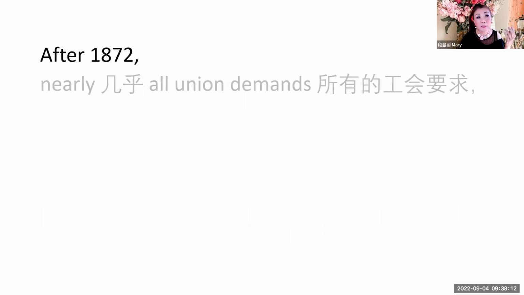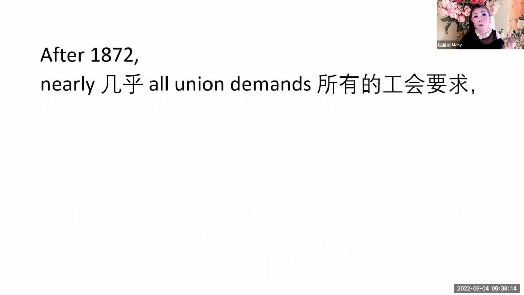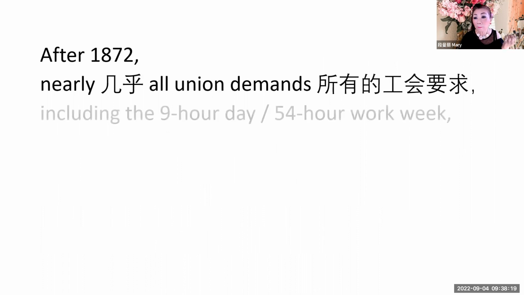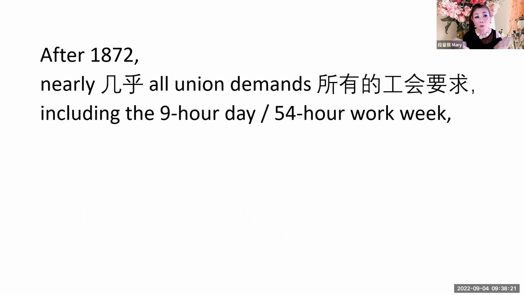And then after 1872, nearly all unions, 係工會 union 工會, demanded, so they belong to a 工會屬於個工會, including the 9-hour day, 54-hour work week. Now, basically, in Canada, we have an 8-hour day, 40-hour work week. Okay, a week. And then we agreed. 就大家同意啦. Okay, the employer agrees. Okay. And then the employee is happy.